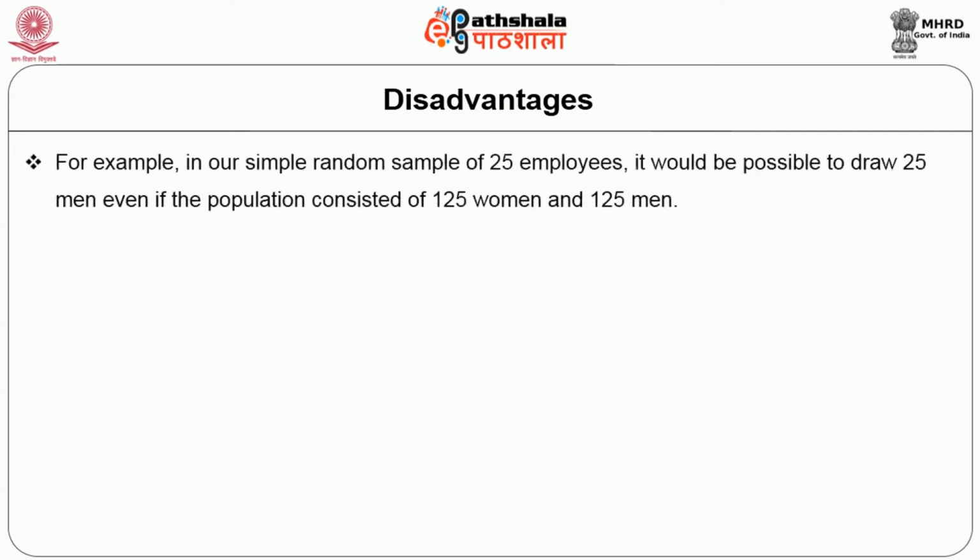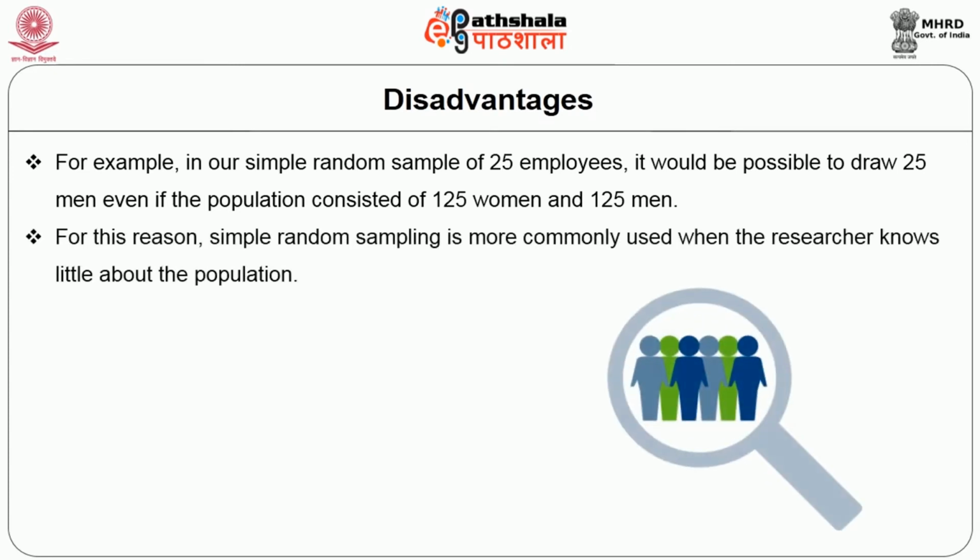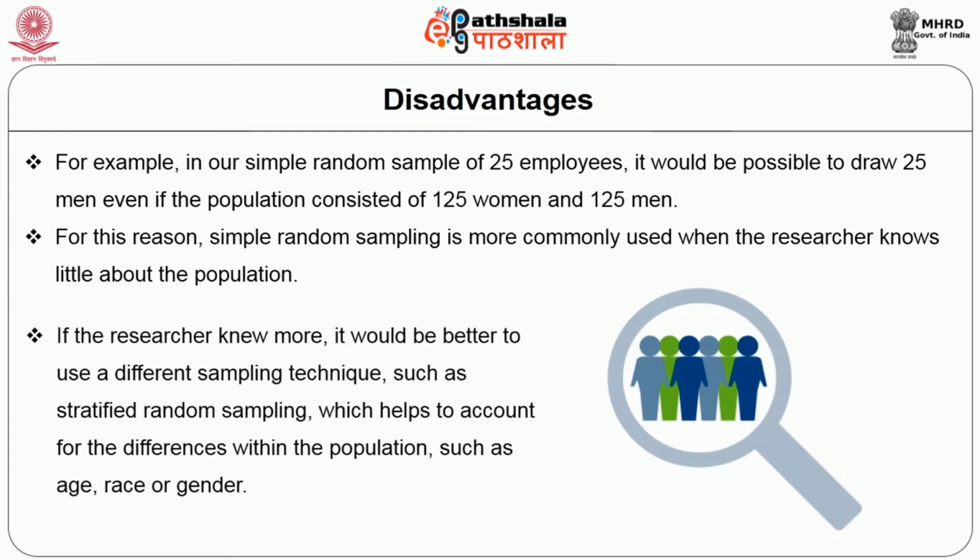For example, in our simple random sample of 25 employees, it would be possible to draw 25 men even if the population consisted of 125 women and 125 men. For this reason, simple random sampling is more commonly used when the researcher knows little about the population. If the researcher knew more, it would be better to use a different sampling technique such as stratified random sampling, which helps to account for the differences within the population such as age, race or gender.